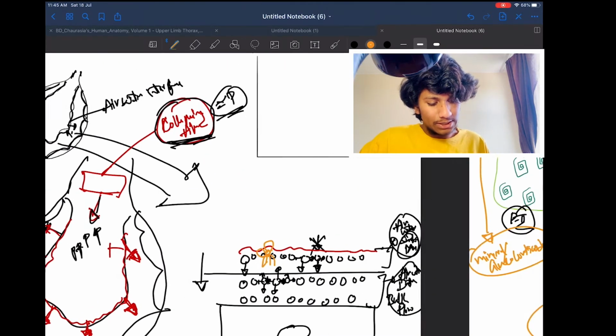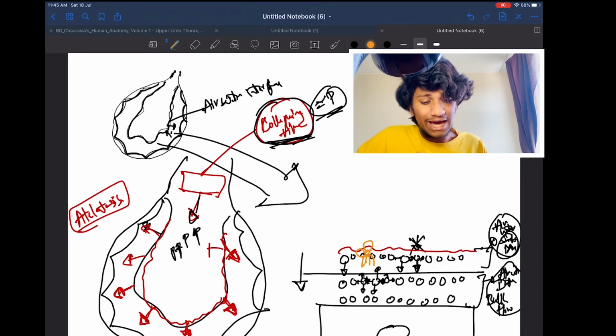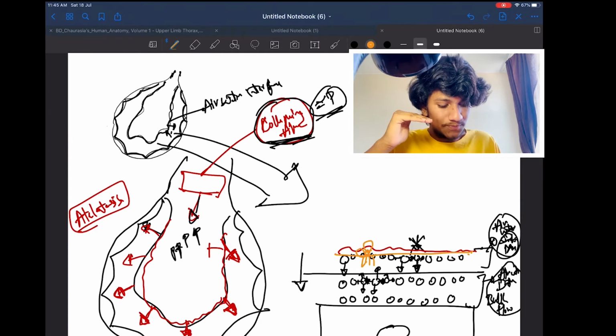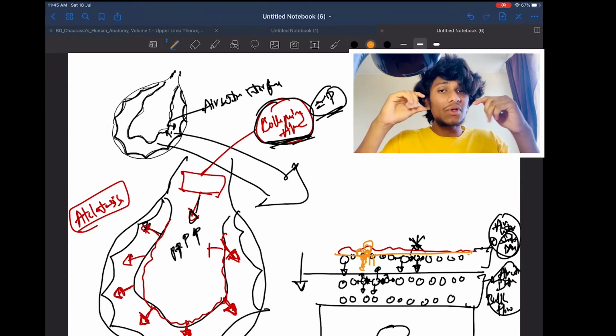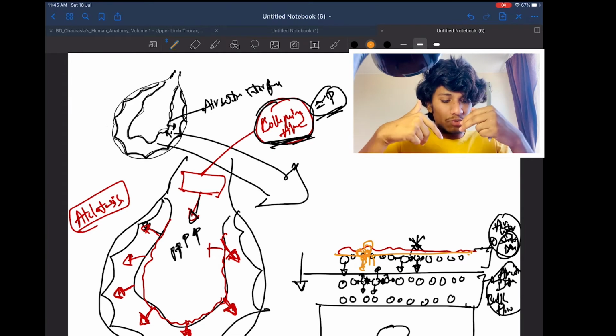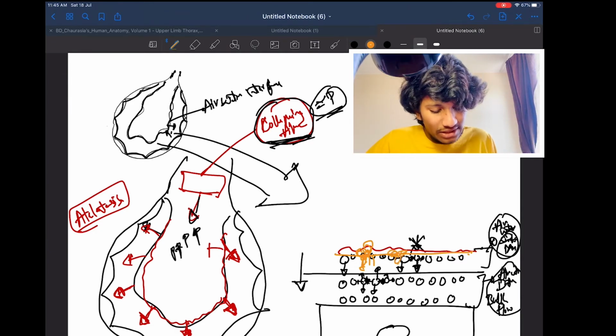And also let's discuss this. So this dipalmitoyl phosphatidylcholine, the head is on the surface of the water interface, making the molecules attracted to each other, and not letting them go down. By interlinking between these water molecules, these phospholipids form a layer and decrease the surface tension.